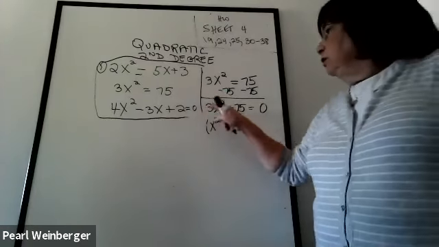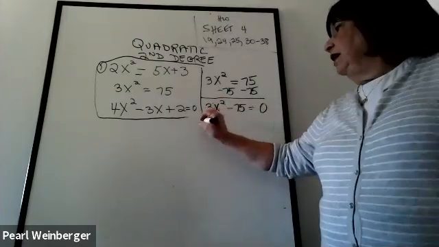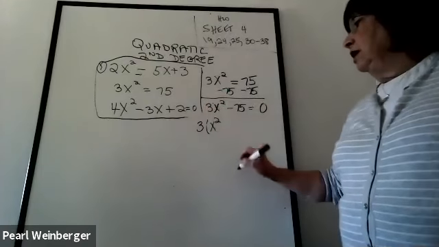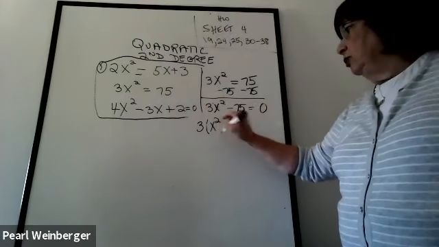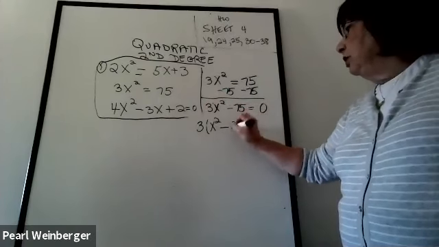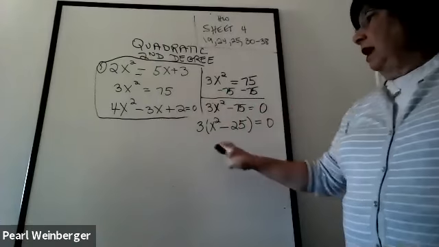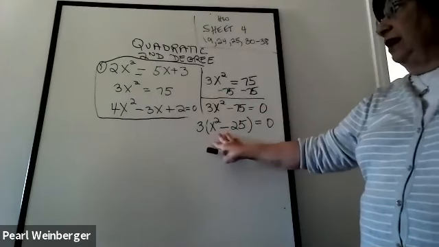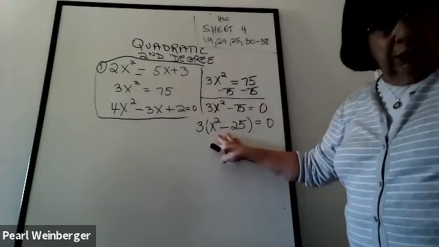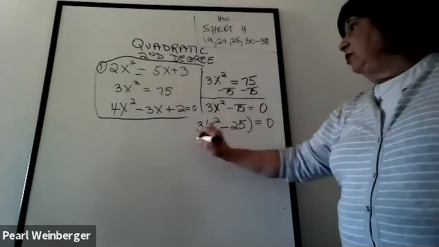Okay. In 3x squared minus 75, the common factor is 3. So I get 3 and x squared, and 3 into 75 is 25. And this binomial inside is a difference of squares, so I can factor that further.